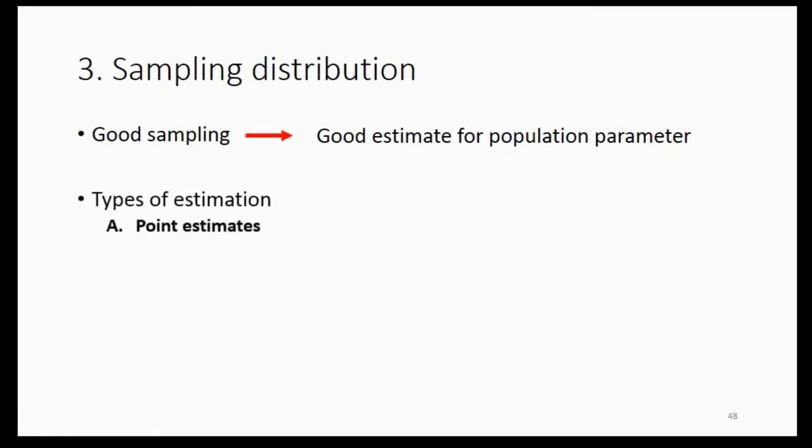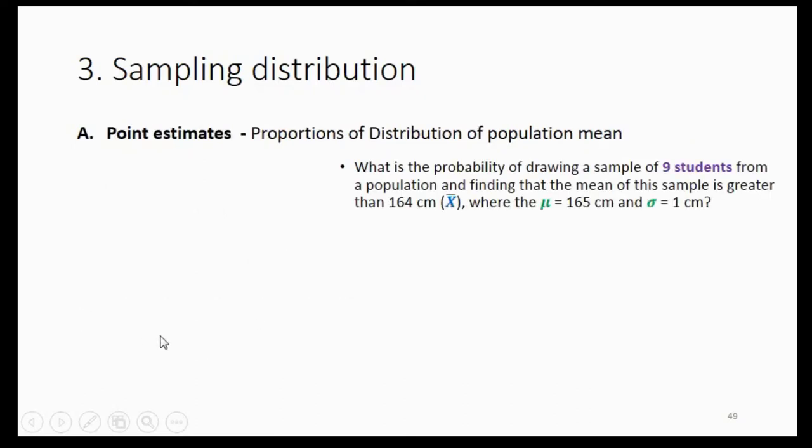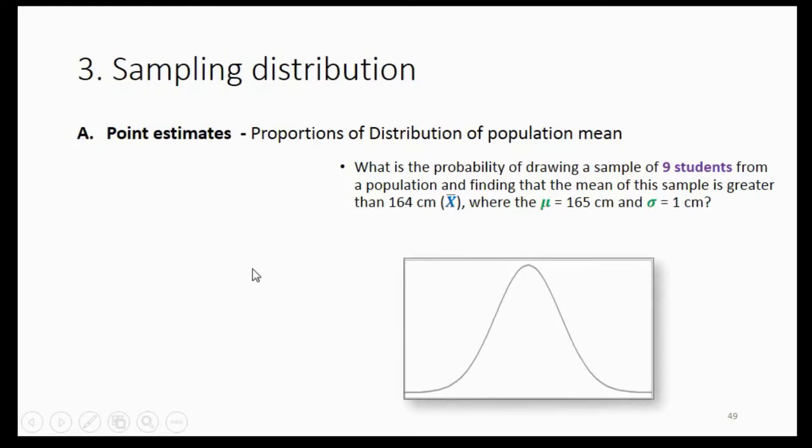So the type of estimation, just like the observation estimation that you learned before from a distribution of observation, can be a point estimate or an interval estimate. For the point estimate, it is the proportion of the distribution mean. What is the probability of drawing a sample of 9 students from the population and finding the mean of this sample is greater than 164 cm? This is an example of point estimate.